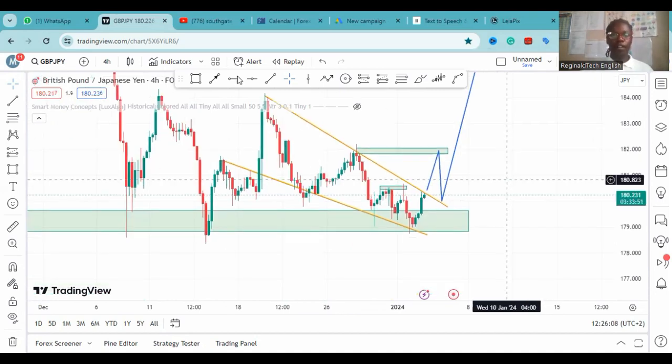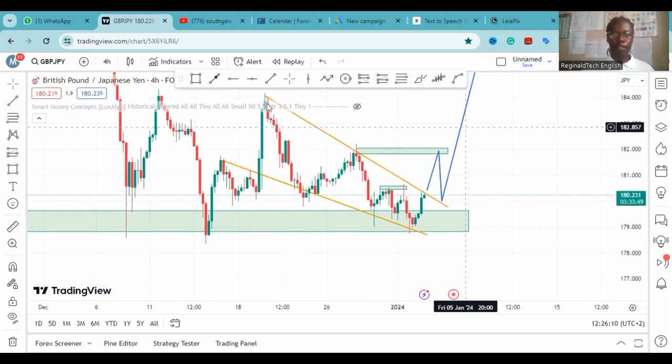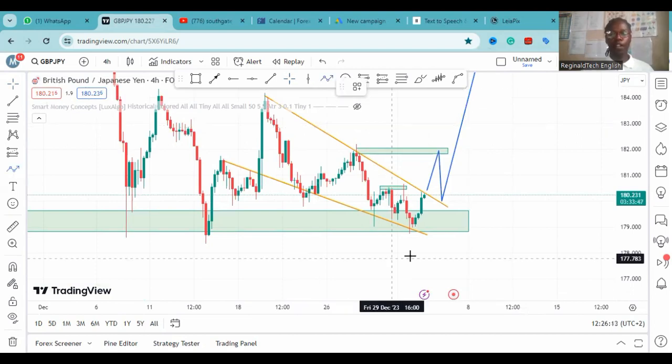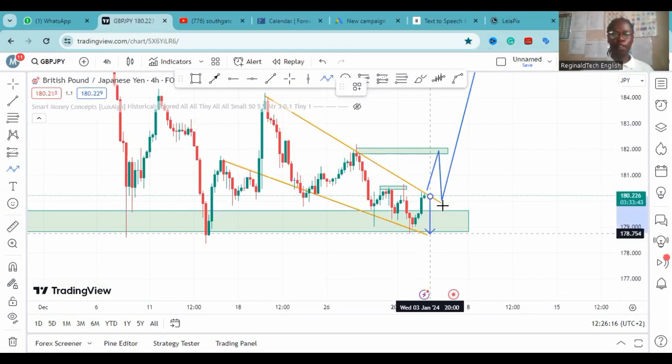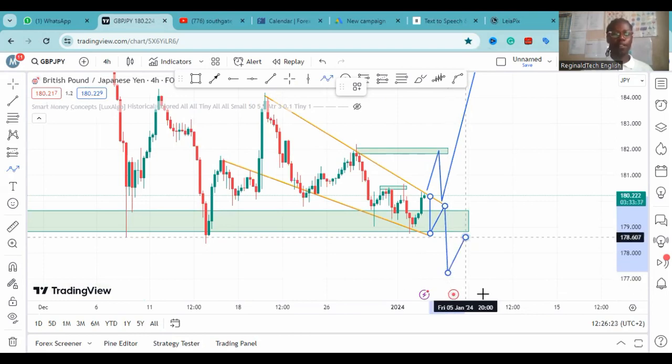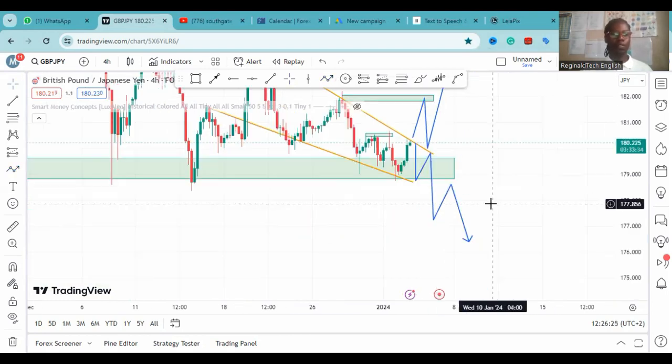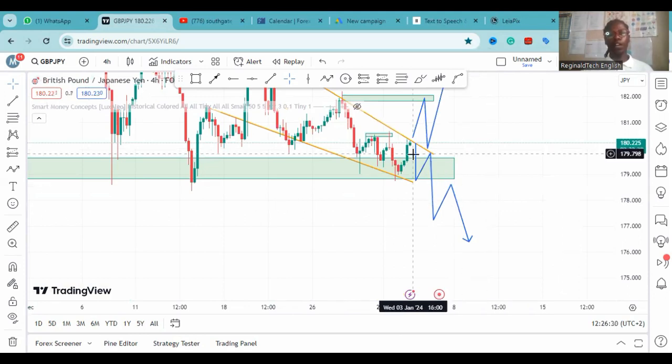Okay, so now alternatively, the market is possible, but it should come up here and then consolidate and then break and then pull back and then go down.